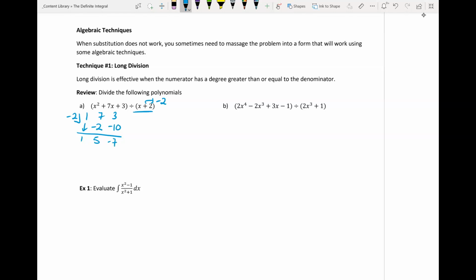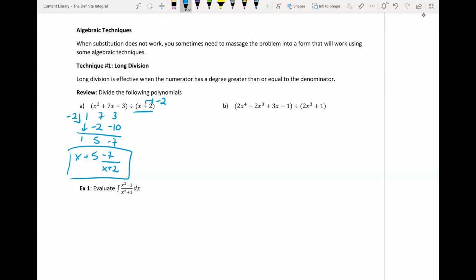Now we can rewrite this as a polynomial. This is your coefficient 1 for x, and then your constant 5. The last number in your synthetic division is always the remainder. So this is -7 over our divisor of x plus 2. And that would be our final answer.